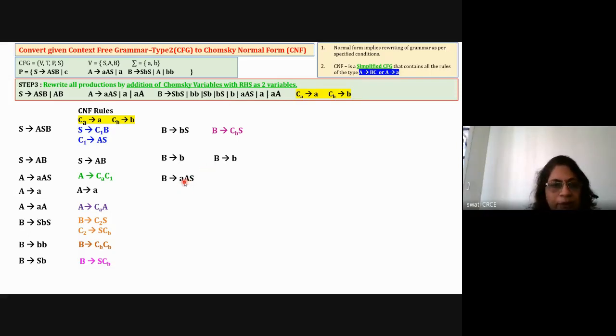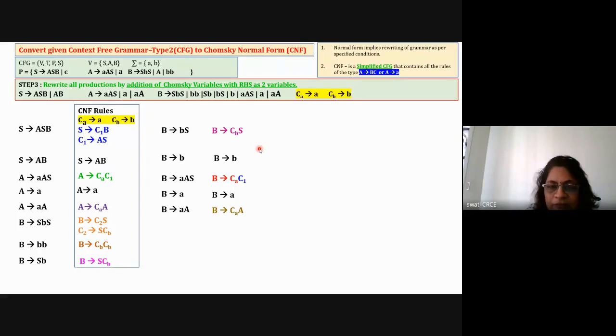So here for A we already have a variable C1. So the job is easy. B is equal to C1. Then next, B is equal to small a. Take it as it is. B is equal to small a capital A. For that you can replace A with CA. So we have done with all the rules.